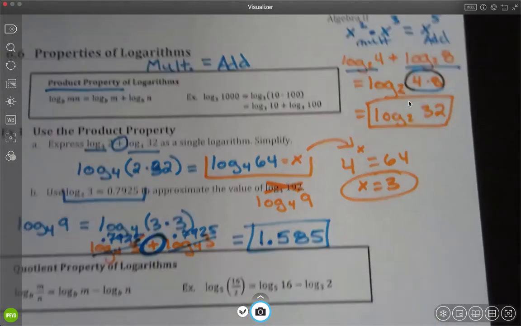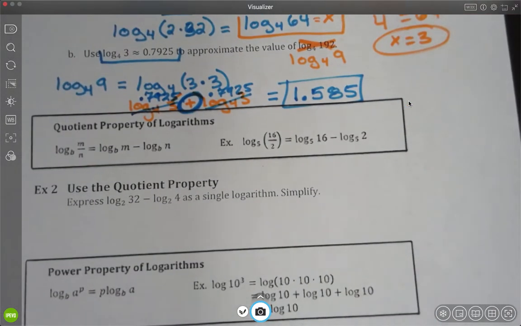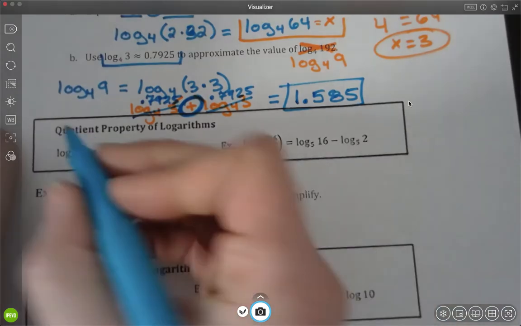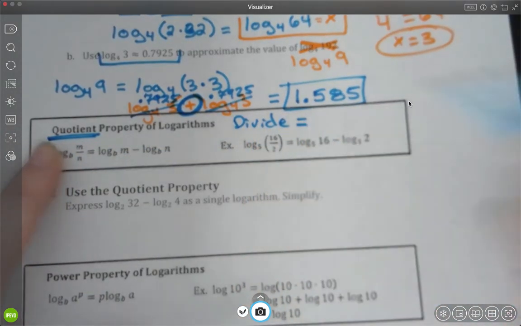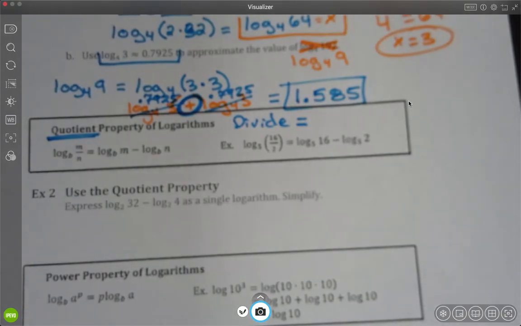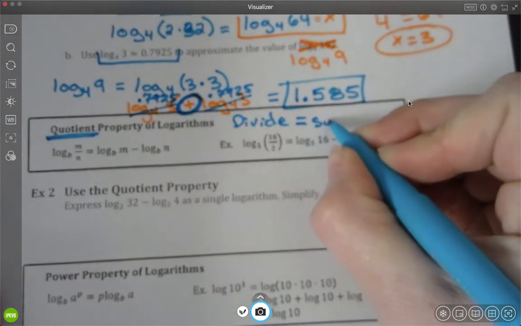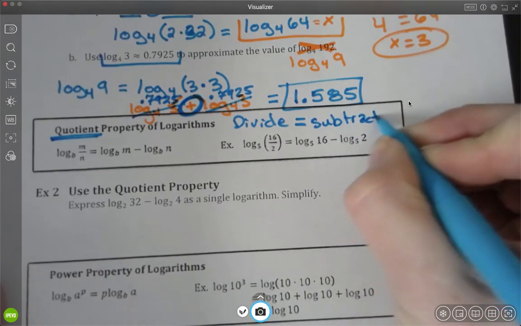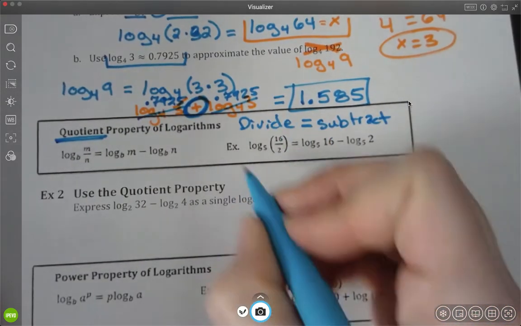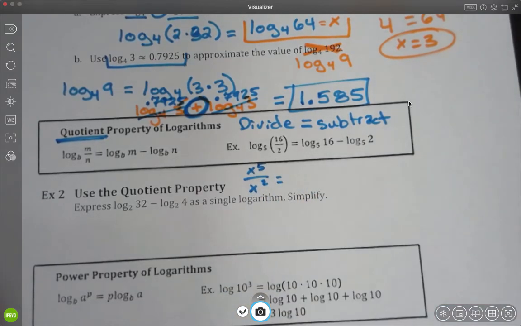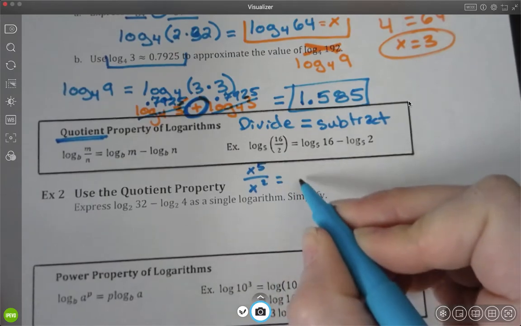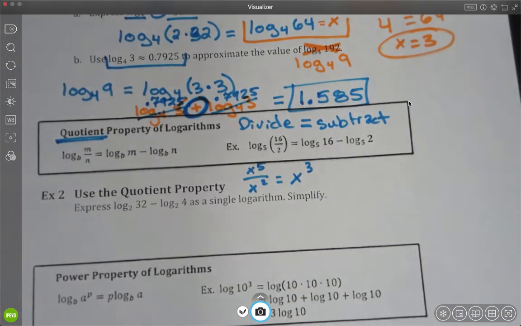Yes. We're going to do another one down here, but this one's going to involve division, okay? So, quotient. Quotient means divide. And what do you think divide means for logs? Subtract. Oh, my bad. Okay? So, I relate this back to exponential functions again. Let's say I have x to the 5th power divided by x to the 2nd power. What's that make? X to the 3rd. Why? Because you subtract the exponents, right? You subtract those exponents, okay?